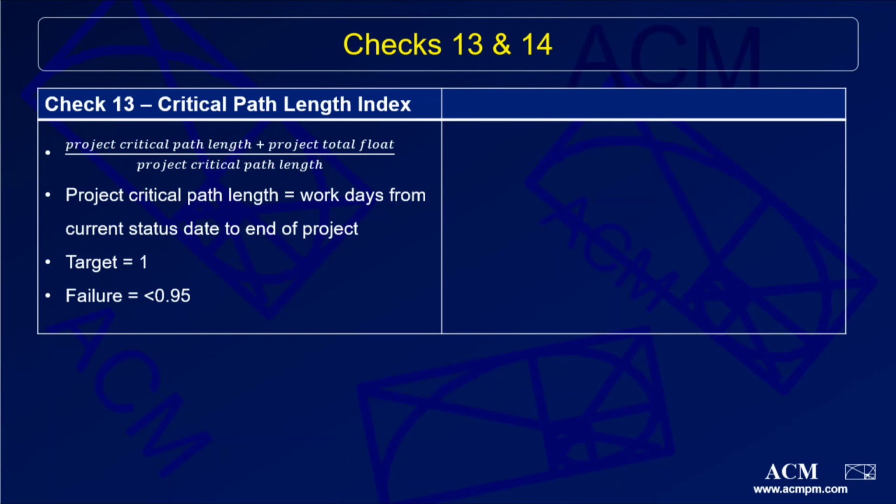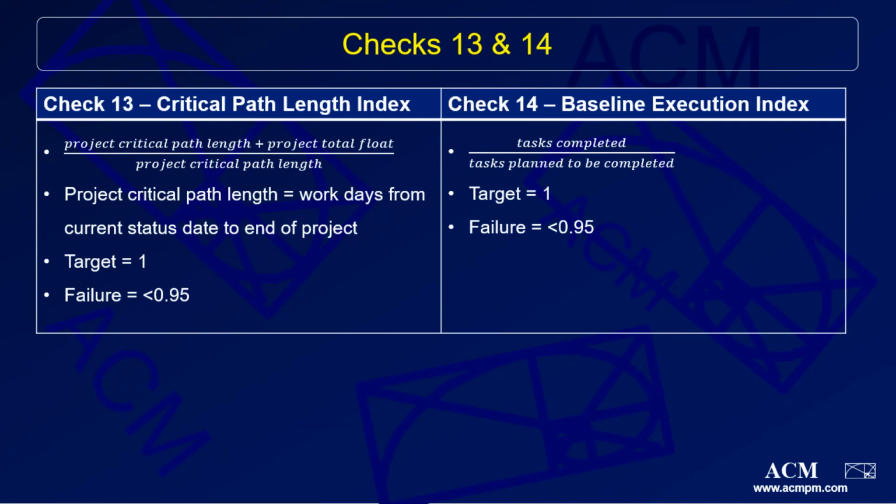Check number 14 is the baseline execution index test. This test will show you how well your project is performing by measuring how many tasks have been completed relative to the number of tasks that were planned to be completed. A BEI of 1 means that your project is on track, and DCMA says that anything less than 0.95 should raise some red flags.